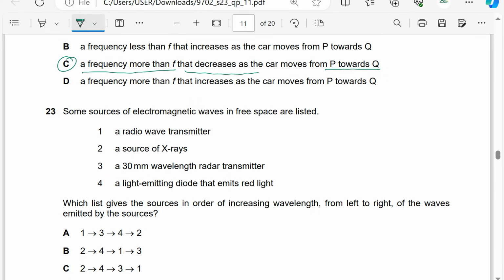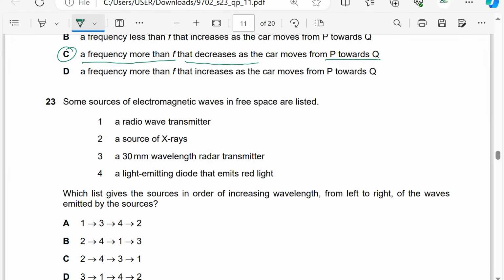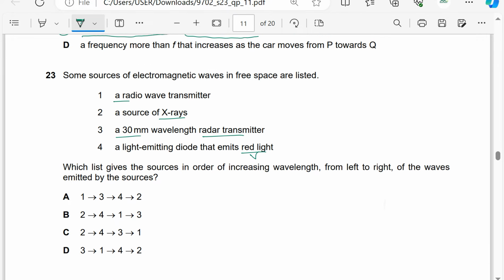Some sources of electromagnetic waves in free space are listed. We have radio waves, a source of X-rays, a 30 mm radar transmitter, and a light emitting diode that emits a red light. So this is visible spectrum. Which list gives the sources in order of increasing wavelength from left to right of the waves?